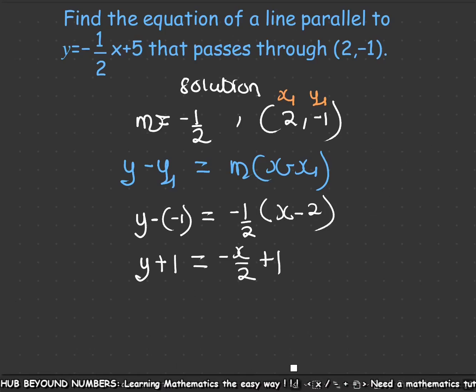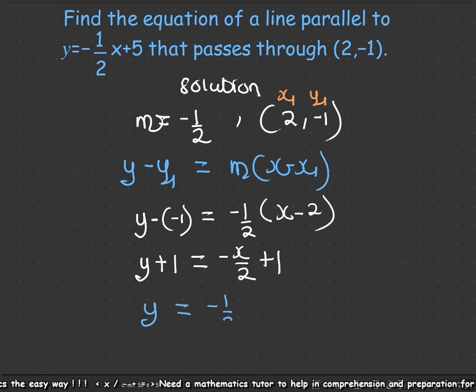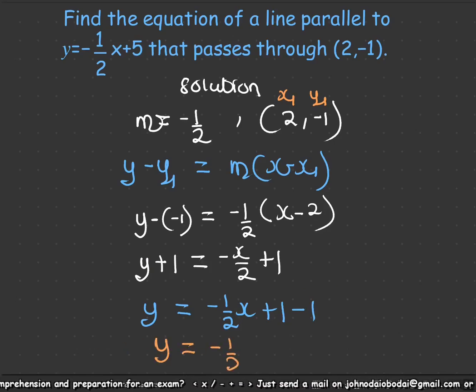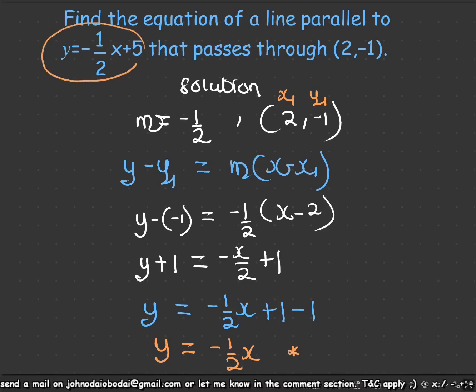After which we make y the subject. So you have y equal to negative 1 over 2x, which is the same as negative x over 2, plus 1. Then this 1 moves to the other side to give us minus 1. So we have y equal to negative 1 over 2x, because 1 minus 1 gives 0. This is the equation of the line that is parallel to this one.